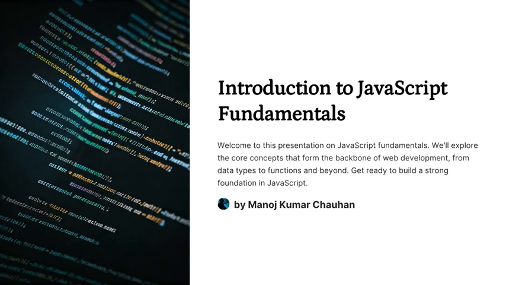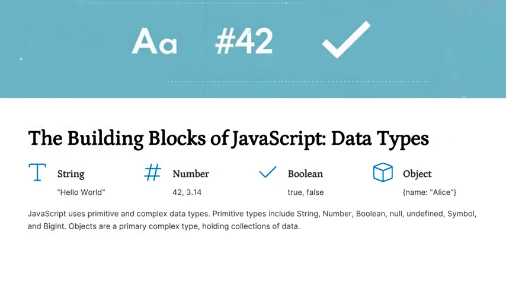Let's get started. JavaScript has 7 primitive data types: string, number, boolean, null, undefined, symbol, and big int. Primitive types are immutable and represent a single value. Strings are used for text, enclosed in single, double, or backtick quotes. Numbers represent integers and floating point values, with no separate int or float types. Booleans represent logical true or false values.